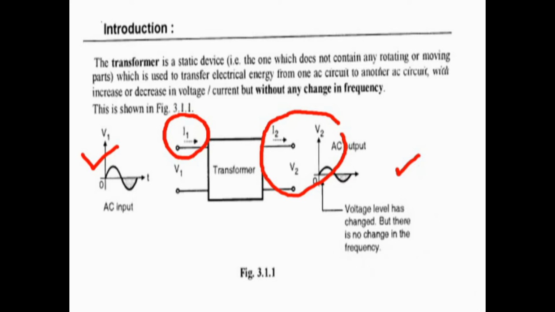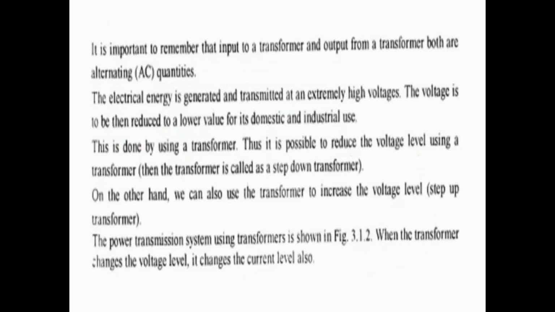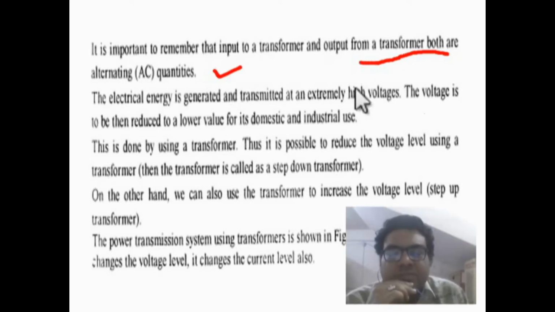So guys, this is basically the fundamental of a transformer, and it is important to remember that the input to a transformer and the output from a transformer are both alternating quantities. You see here both are alternating quantities. The input has AC supply and the output also has AC supply. So guys, here the voltage level and current level change, but power and frequency are constant at both sides.